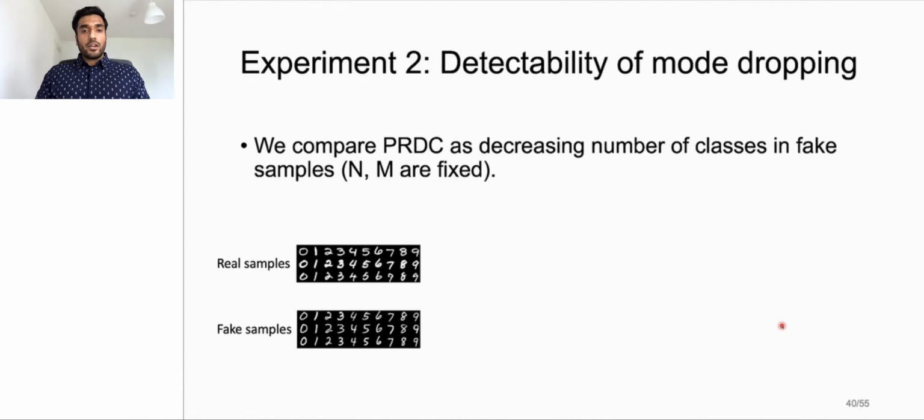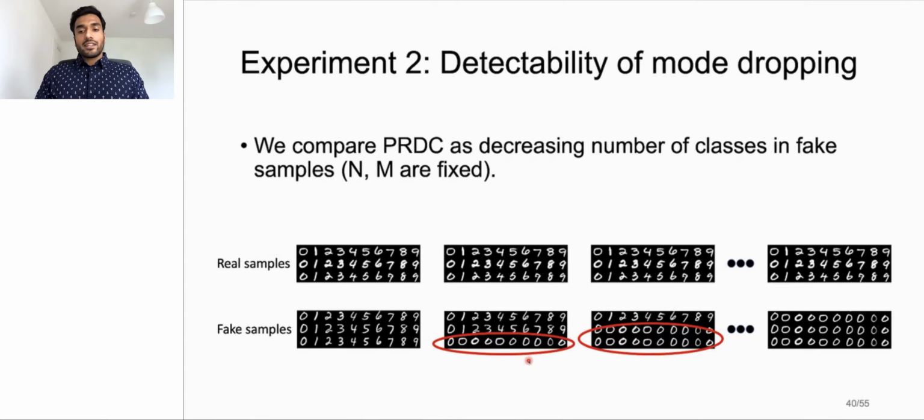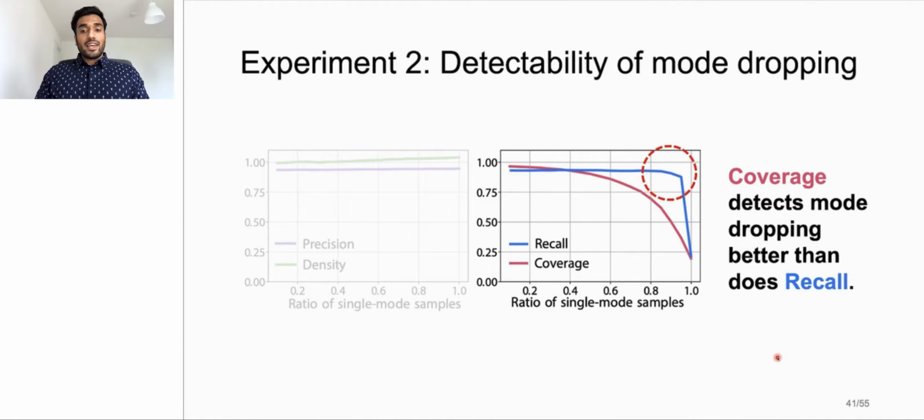For the next set of experiments, we simulate a mode dropping scenario. Initially, our real and fake samples consist of equal representation of MNIST digits. At each successive iteration, we increase the percentage of zeros in our set, until our second set only consists of the digit 0. In this setting, we notice that the value of recall does not change until everything is dropped. However, coverage shows a steady decline, showing the user that something is wrong with the generator and maybe we should look at the model.